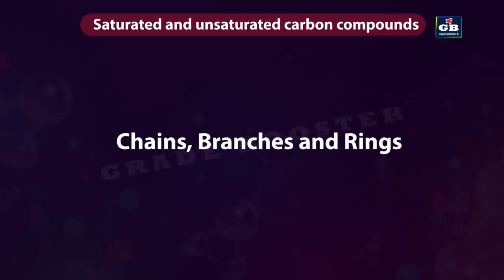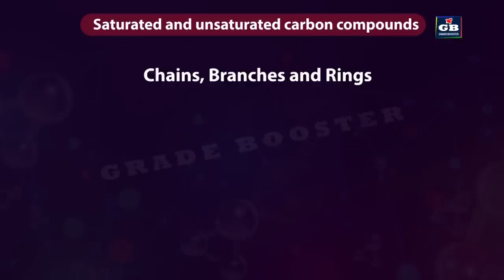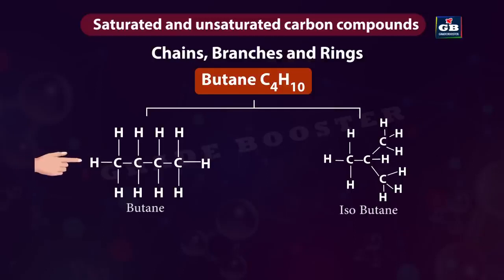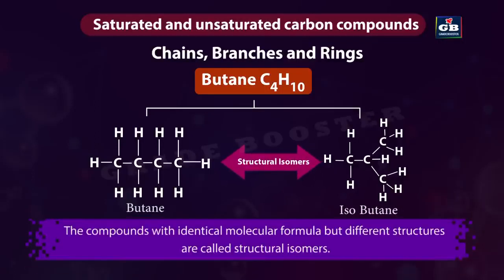Chains, branches and rings. Butane, C4H10. We can write its structure in 2 ways, like this and also like this. This is a straight chain structure and this is a branched chain structure. Both structures satisfy the valencies of carbon and hydrogen. Both of them have the same formula. We can call these 2 compounds structural isomers. Compounds with identical molecular formula but different structures are called structural isomers.